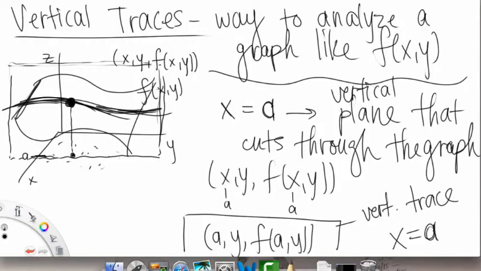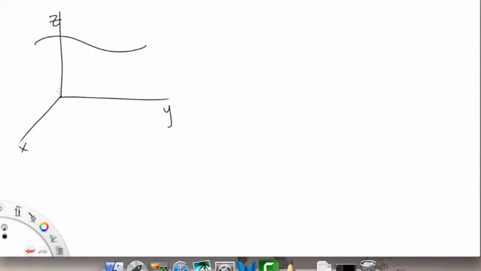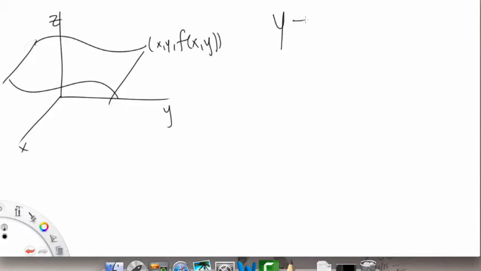And now let's see what happens when we freeze our y at a constant. So if we have that same graph, I'll just draw it really quickly here. So x, y, and z, and we have our carpet flying around up there. Okay, so this is our x, y, f of x, y graph. And let's say now we set y equal to some constant, I'll call it b, so we don't mix it up with the a that x was. So this is an entirely different vertical trace, okay?